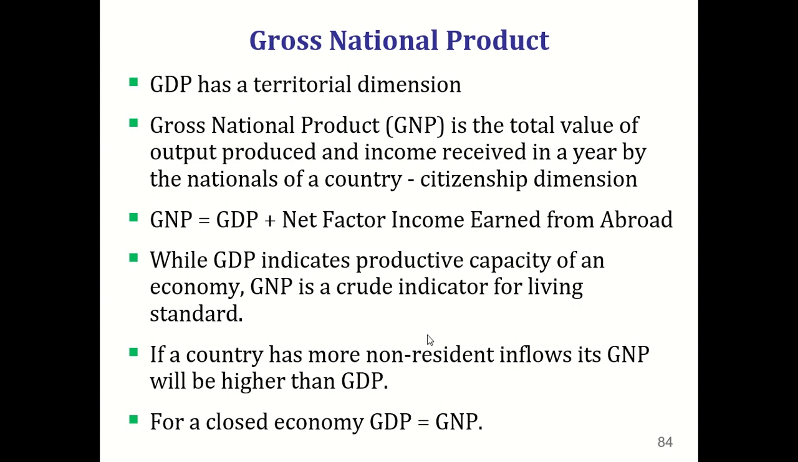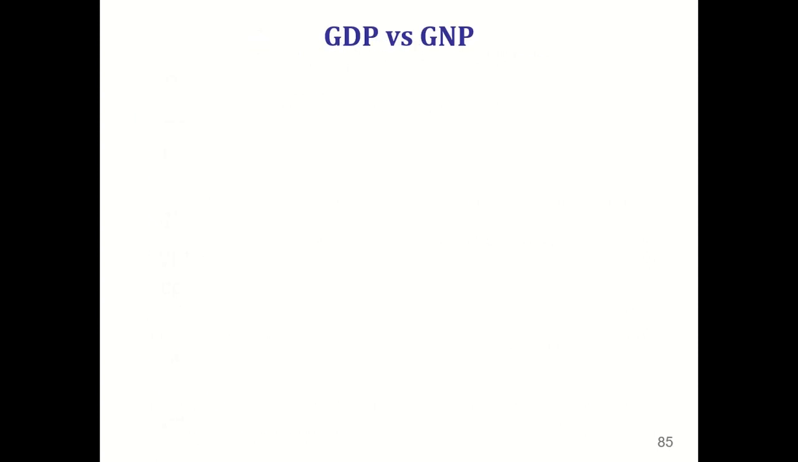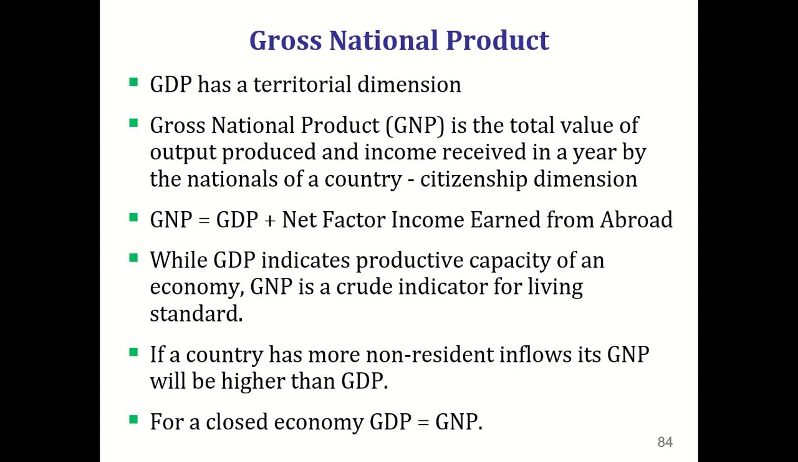And for a closed economy, when there is no interaction with the rest of the world, there is no question of any factor income from abroad. So GDP is equivalent to GNP, and that is a scenario of autarky, a closed economy.